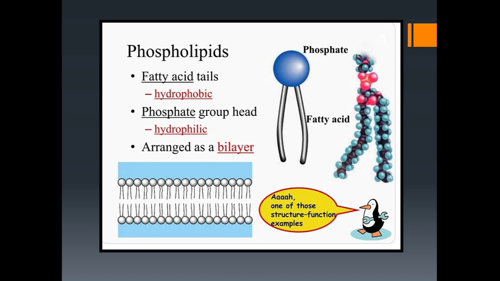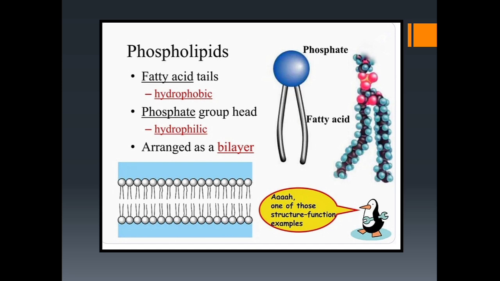You can see here the structure of the phosphate, which works like a head. The tail part looks like a rod-like structure, and it is made up of fatty acids. So the phospholipid consists of two parts: the phosphate head part and the fatty acid tail part.